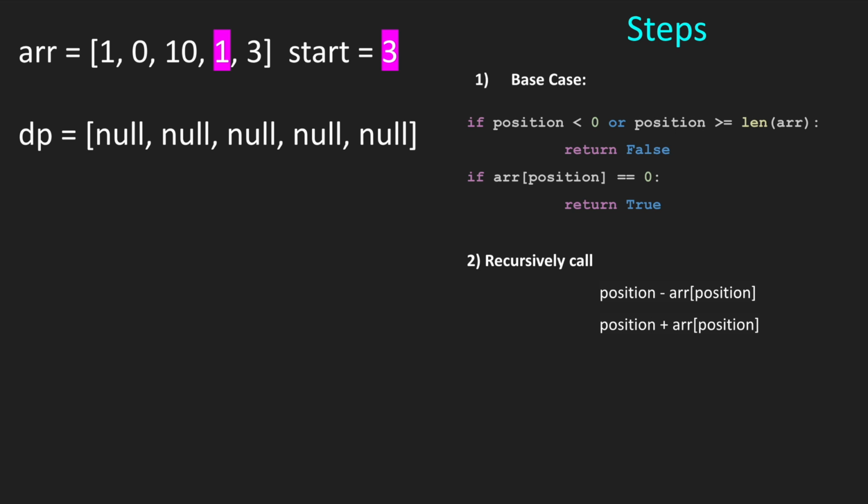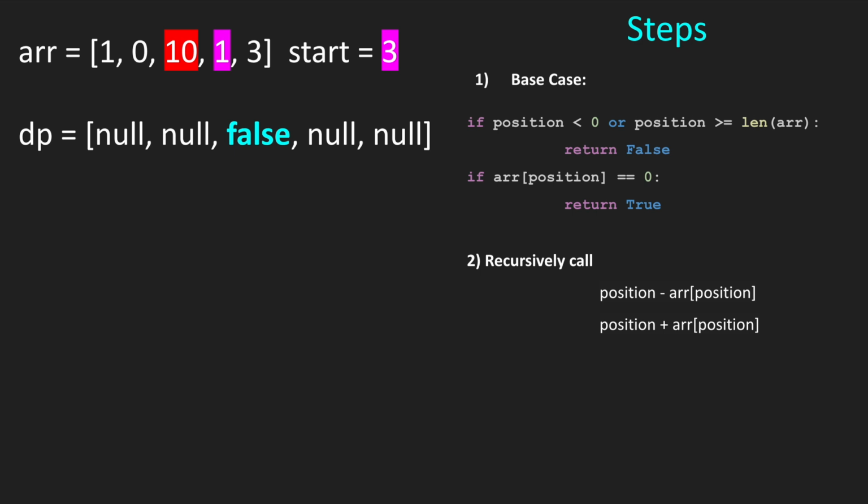So we jump 3 minus 1, which gives us 2, so we are going to the second index. Now we are at the second index, and the value is 10. If the value is 10, it means that no matter whether we jump to the right or to the left from the second index, we will go beyond the size of the array, which means that we cannot find the index with the value 0 from this position. So we are going to set the value in our DP for that index to false. Why?